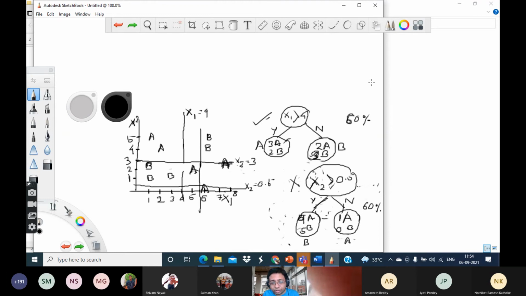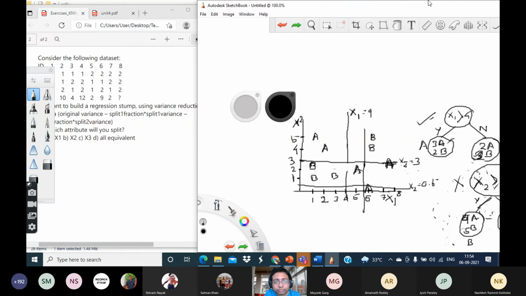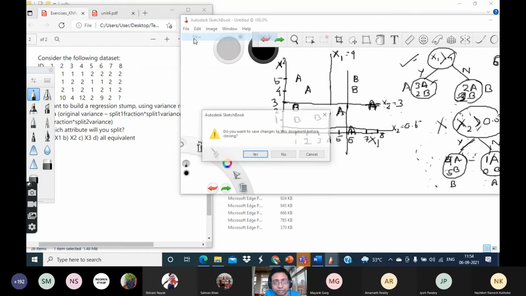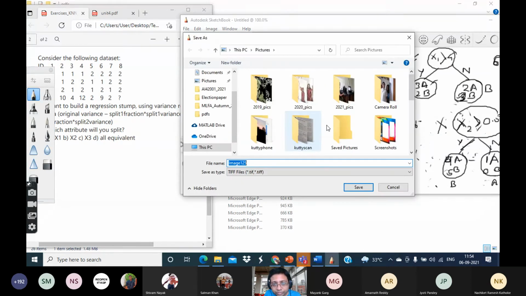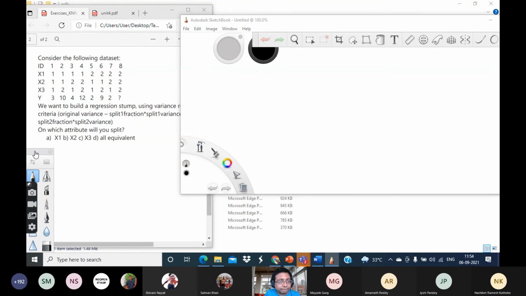Let's say I am going for x1. In case of x1, there are 2 values, 1 and 2. Let me draw it in the usual way: x1, so it takes 1 here and here it takes the other value 2.